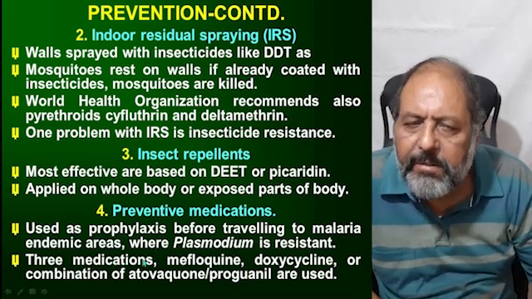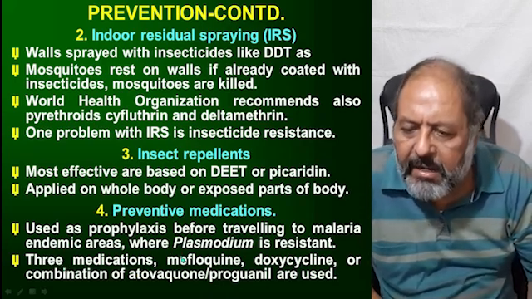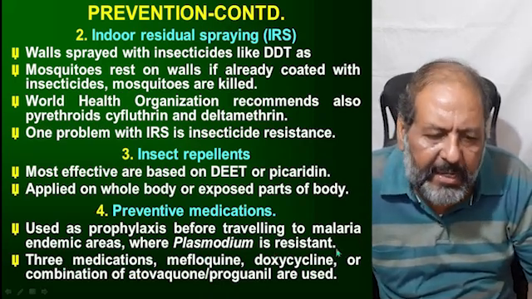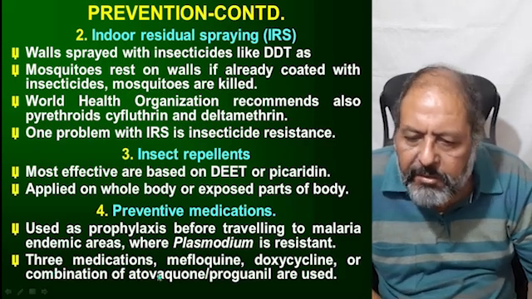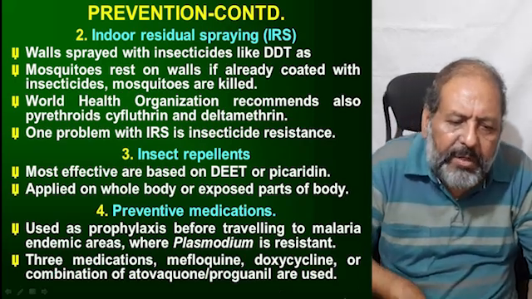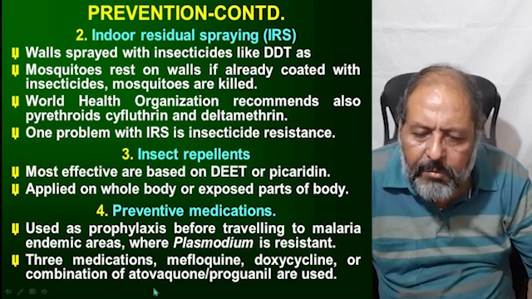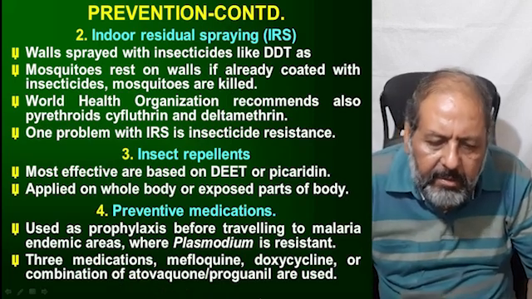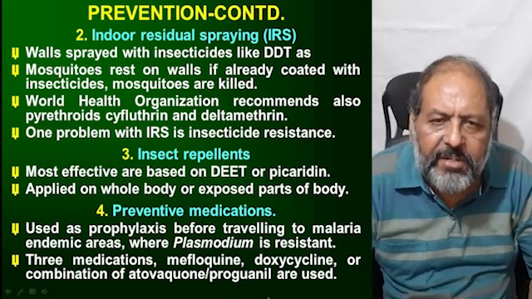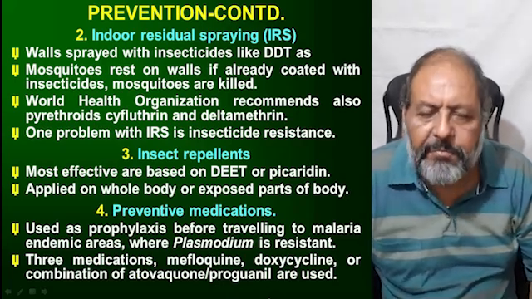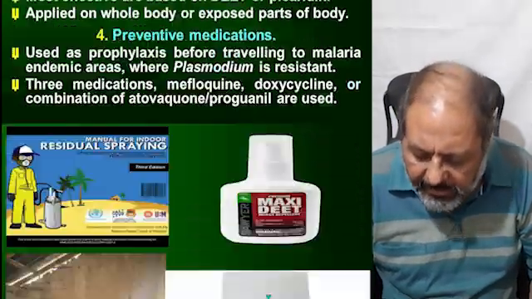These are used as prophylaxis before traveling to the malaria endemic area where the plasmodium is resistant. 3 medications, mefloquine, doxycycline, or combination of atovaquone, proguanil are used so that if the person has taken already the medicine, if bitten by the mosquito, he will be safe from the malaria.